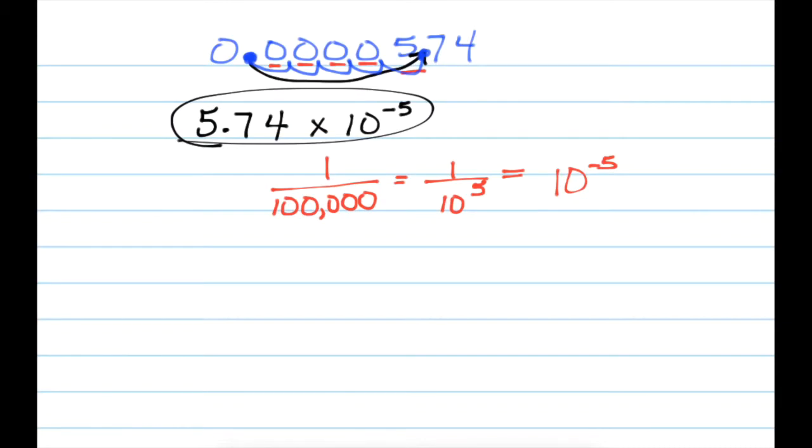Let's do another one of those. Let's try 0.000127. So what we do is we figure out where our decimal belongs. Since we want one digit to the left of the decimal, we look at our first non-zero digit, which is 1. And then all we have to do is determine how many spaces our decimal needs to move. 1, 2, 3, 4 spaces. And since I'm making a small number bigger, it's got to become negative 4.